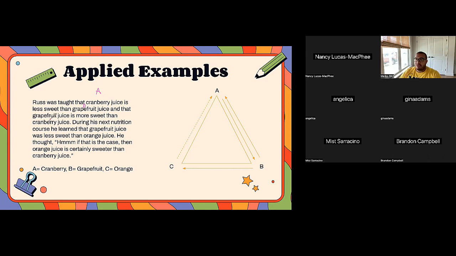So I still have A. I'm just going to write it here so I don't confuse myself, because sometimes, if I'm going through things, I would get confused. Next, during his next nutrition course, he learned that grapefruit juice, which is B, and again, this is learned, so this is taught. We don't have anything yet. Grapefruit juice was less sweet than orange juice. Now we have a new stimulus. We need to go in with the C here. We have a brand new stimulus, which is orange juice. He thought, if that's the case, then orange juice is certainly sweeter than cranberry juice.